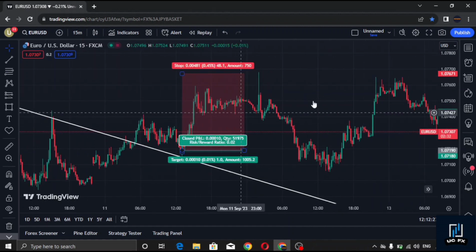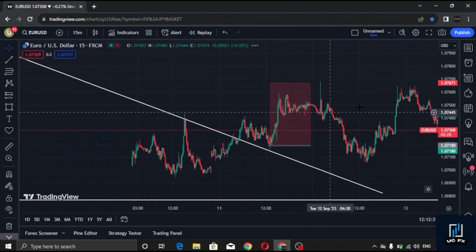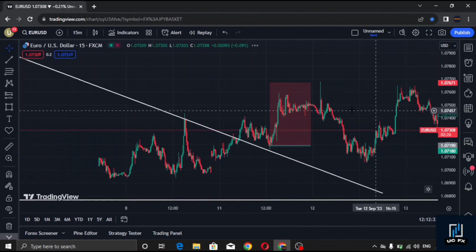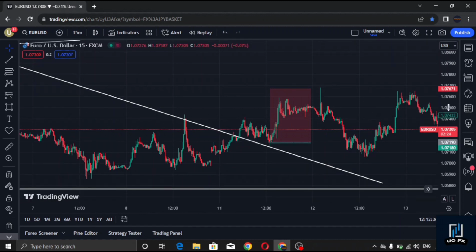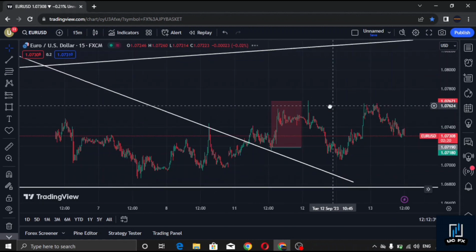If you keep on backtesting this over and over again, you see how perfectly it works over time. If time permitted, I would have shown you more setups. Probably in my next videos, I will still show you how this strategy works.